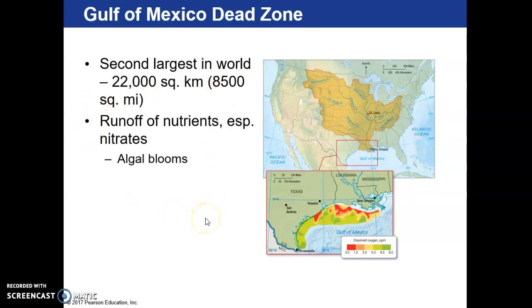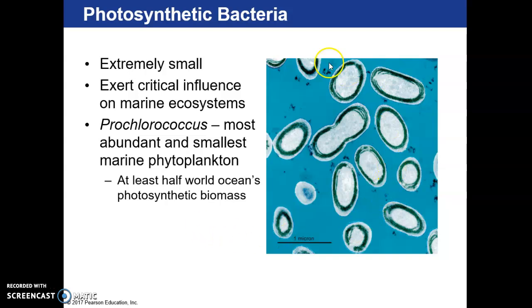Again, we read about this, so I'm not really going to go into it too deep, but we also have photosynthetic bacteria. This is another possibility for a base of a food web, a photosynthetic base of a food web, and they are the most abundant and smallest marine phytoplankton, these little guys here. And they are responsible for at least half of the world's photosynthetic biomass. So we kind of need to get out of our head that bacteria is bad, because in this case, that bacteria is really good and serves as a large part of the basis of everybody's food web.